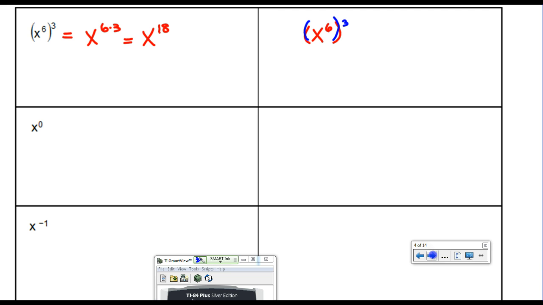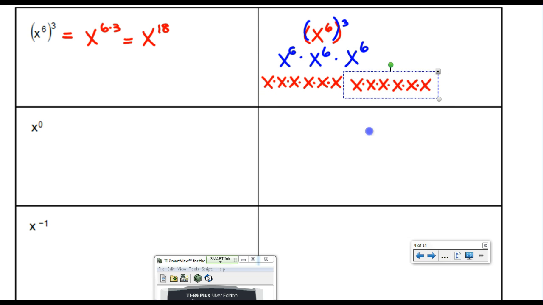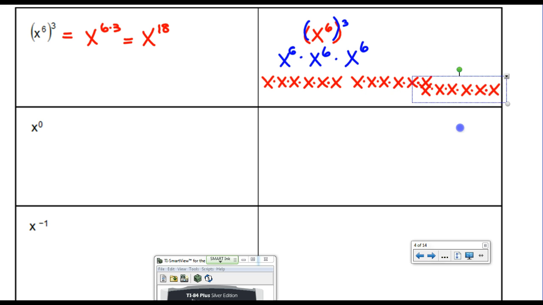Okay, an x to the 6th raised to the 3rd power. The 3rd power on the outside means that there are 3 of the guys on the inside being multiplied. So if I write that out, actually I'll write it in blue. Okay, so that's what the blue means, that there are 3 of the guys on the inside. And then the x to the 6th means that there are 6 of each of those. So 6 in that group. Another 6 in the second group. And another 6 in the third group. So altogether, you have 18 x's being multiplied together, which is x to the 18th.